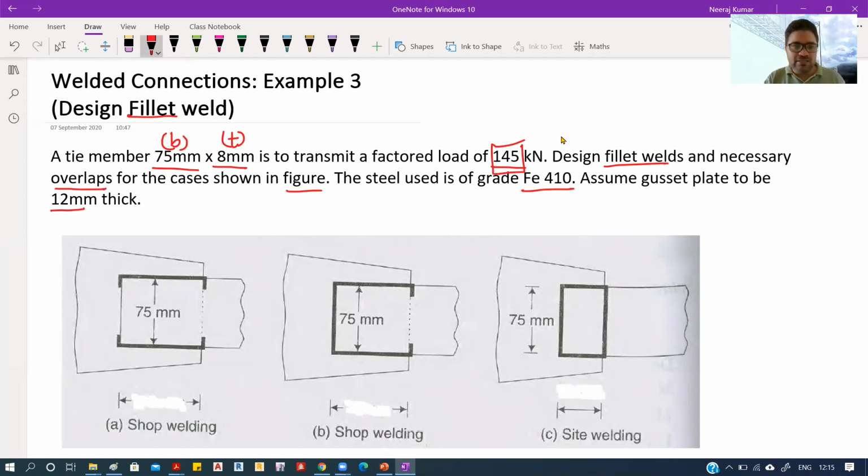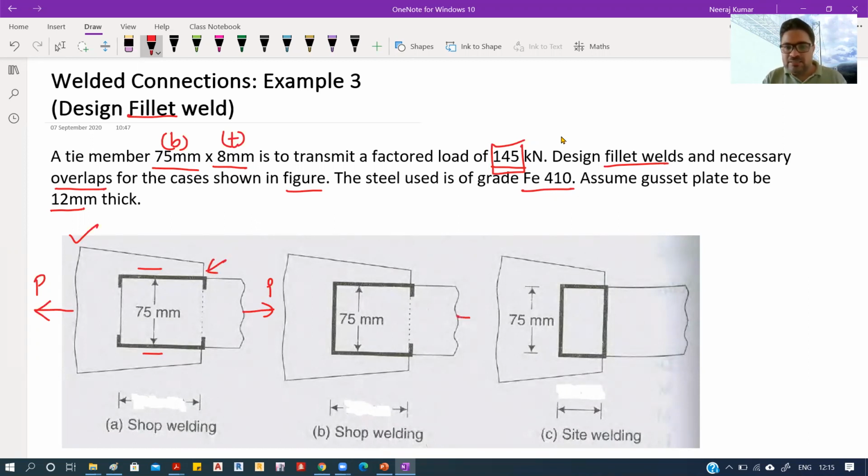So there are three cases of the joint. In the first case, you can see, say for example, the force will be like this. Then in the direction of this force we are supposed to provide the weld in this direction, and when we provide welding in the direction of the force, then that weld is called longitudinal weld.